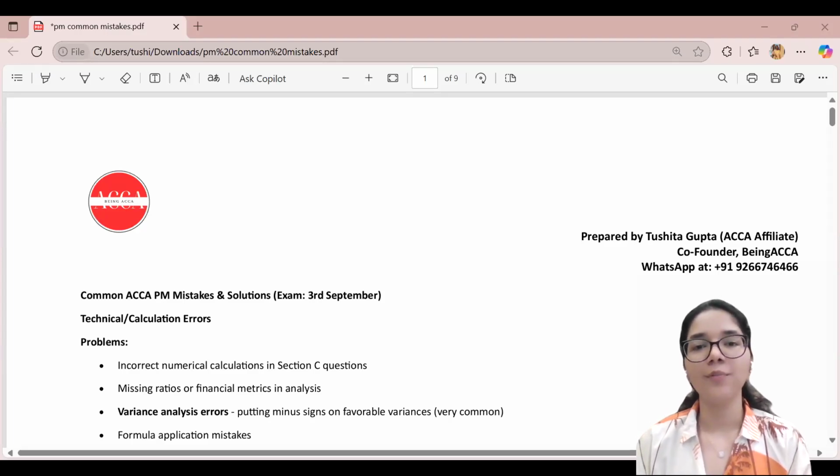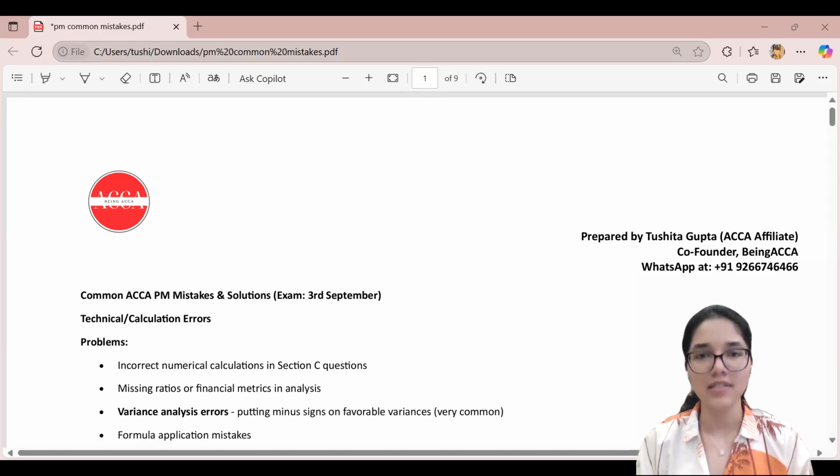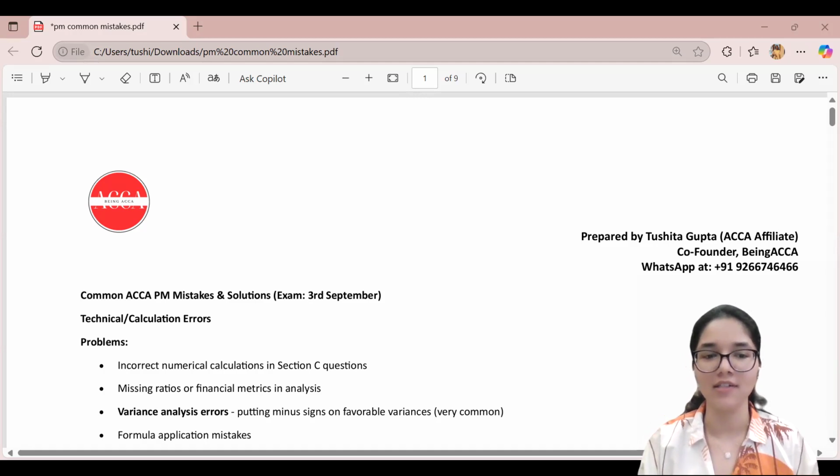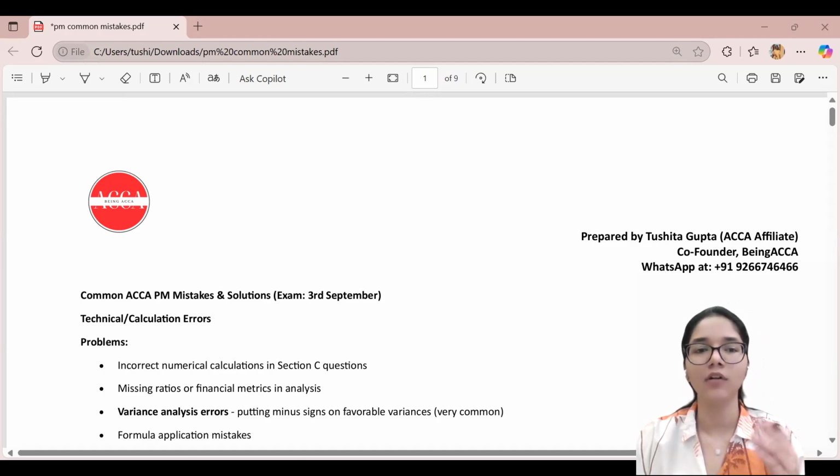Perfect. So I told you people already why we are here today. I am going to be taking you through the common mistakes that I've found. So far, the number of mocks and tests that I have evaluated only for the September attempt is running into a few hundreds. So I have evaluated so many answer scripts, and many of the mistakes that I see were common.